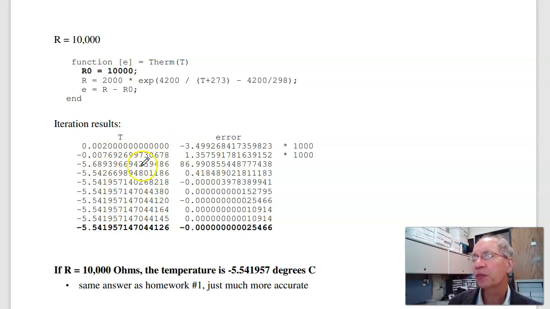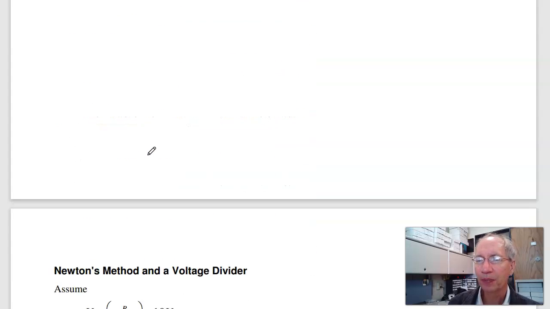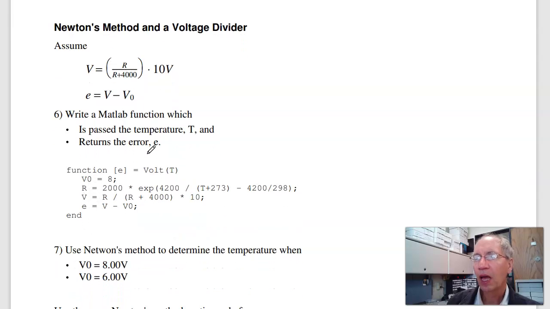So this is one way to solve one equation, one unknown, using numerical methods, like Newton's method. I can do more complicated problems, such as if I have temperature causing the resistance to change. If I have a voltage divider, the resistance causes the voltage to change. If I know the voltage, what's the temperature? Well, here what I'm going to do is, if the voltage is 8, I'm going to guess the temperature. Once I know the temperature, I know the resistance. Once I know the resistance, I know the voltage. Return the difference between the voltage and what it's supposed to be.